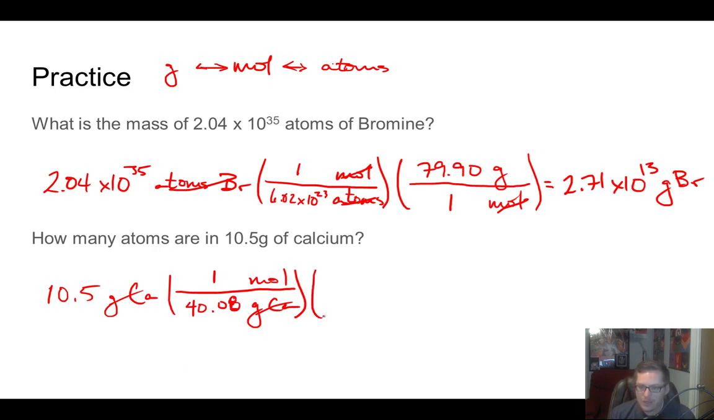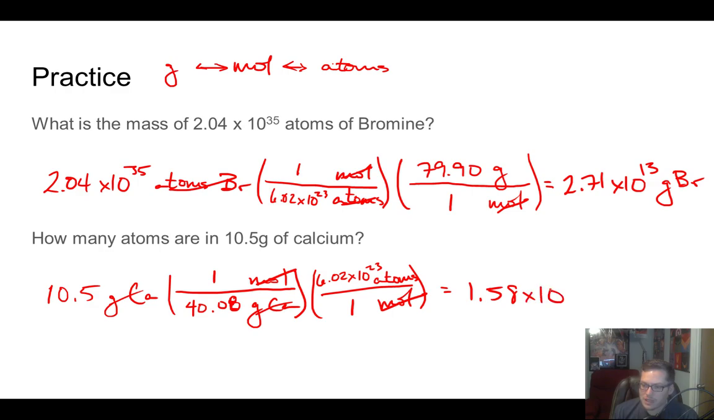Then moles go on the bottom now because we've got to get the moles to cancel, and we're going to atoms. So we put 1 with moles because you've got to be 1 with the mole. And then the number is Avogadro's number, 6.02 times 10 to the 23rd. So we take 10.5, and remember, we divide by everything in the bottom and multiply by everything in the top. So 10.5 divided by 40.08 times 6.02 times 10 to the 23rd, and we get 1.58 times 10 to the 23rd.